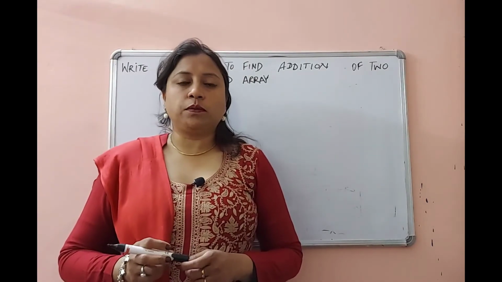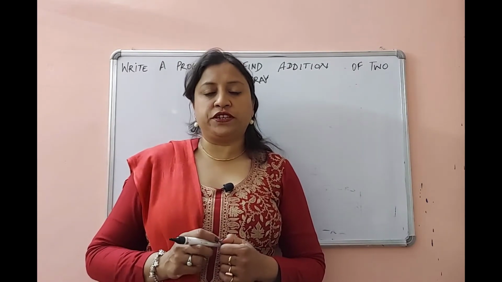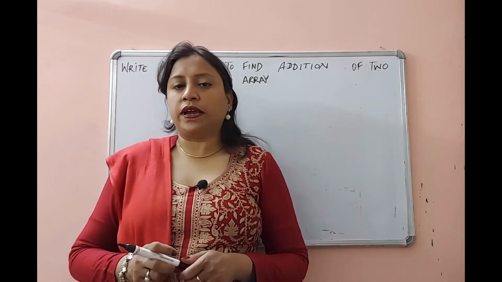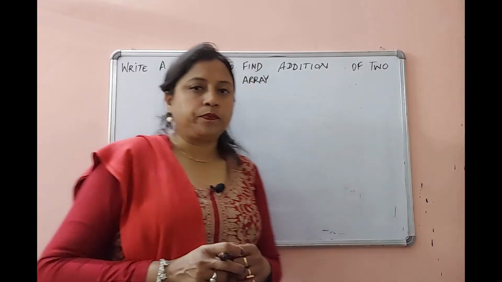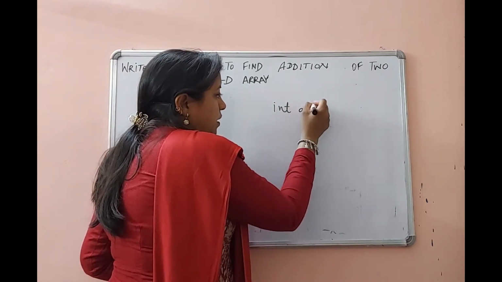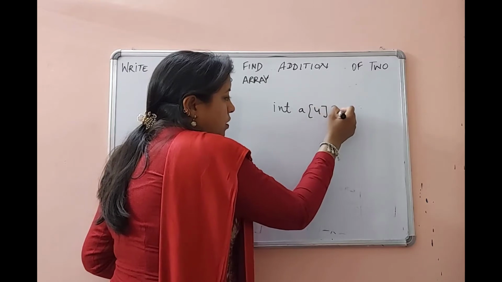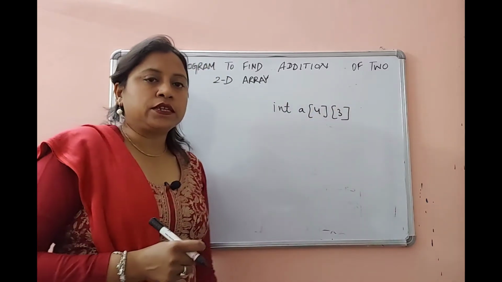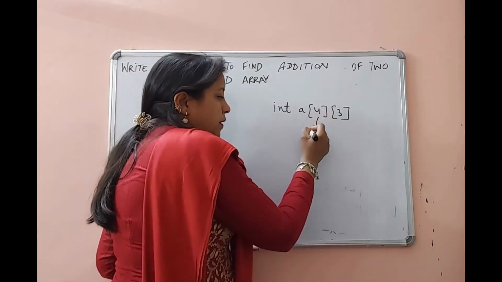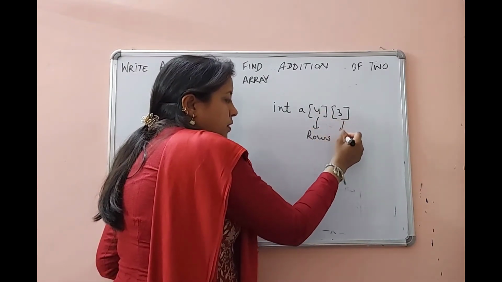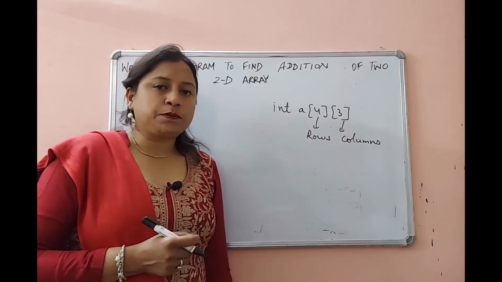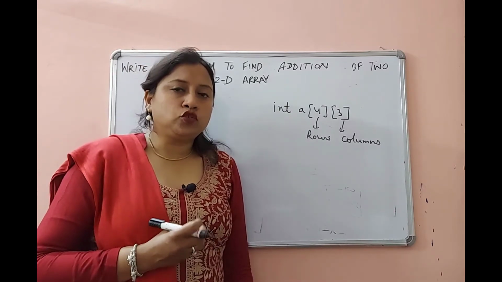We will write a program to find the addition of two-dimensional arrays in C programming language. The elements stored in these types of arrays are in the form of matrices. For example, if I write int a[4][3], this is a two-dimensional array having 4 rows and 3 columns. Now I will explain how we can add two matrices.